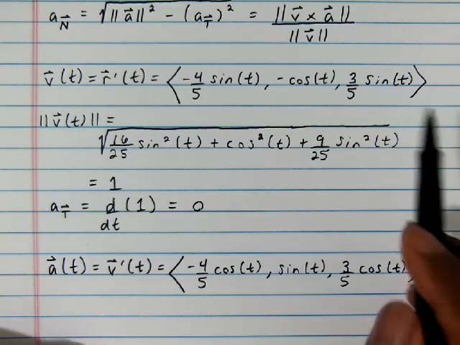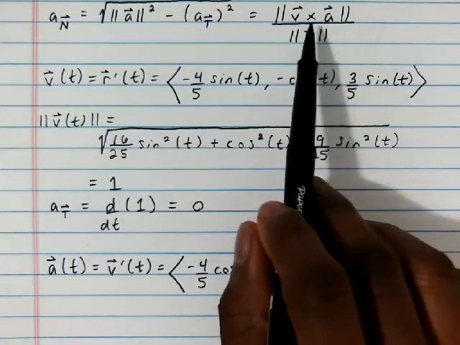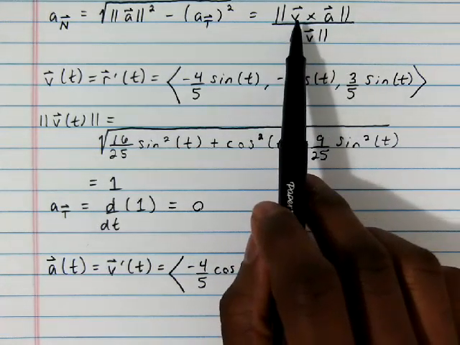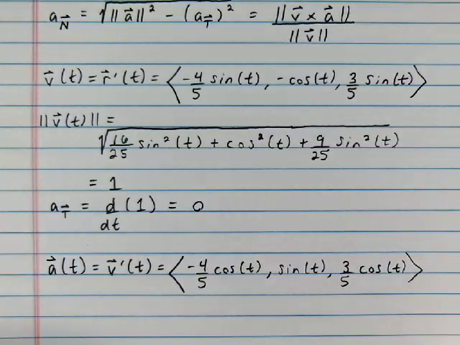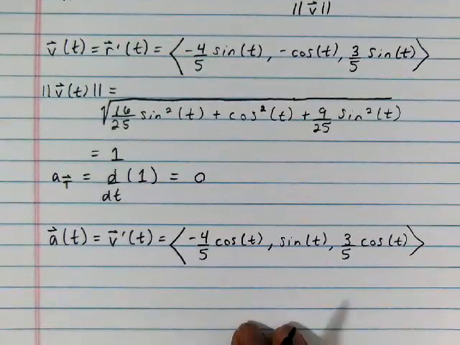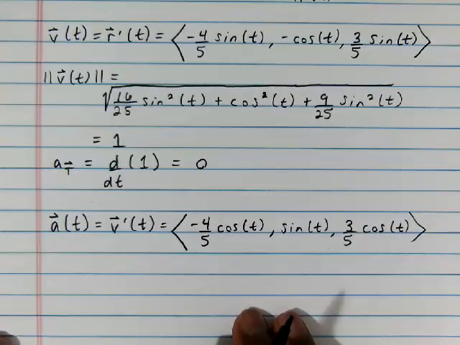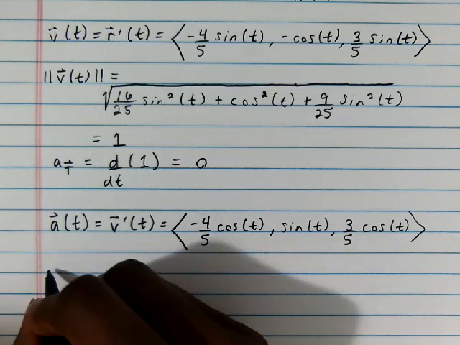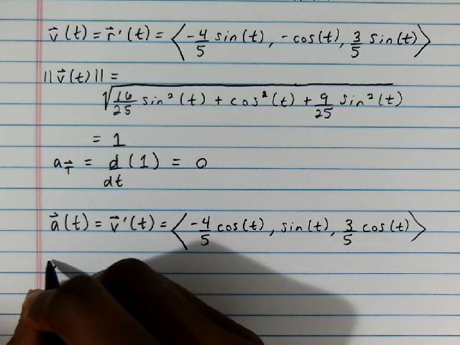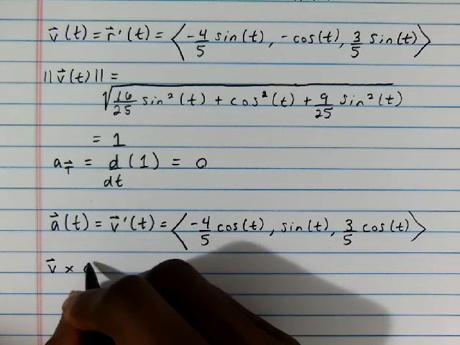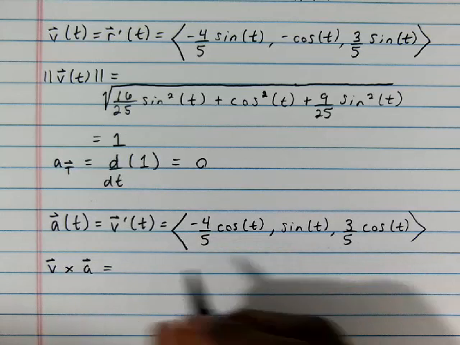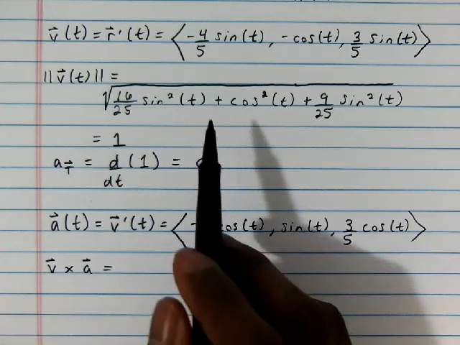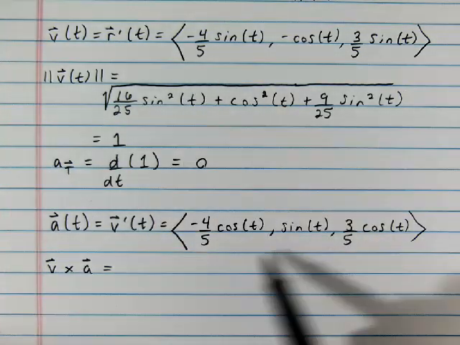And I'm doing this so that I can use this formula again. So now I need to do v cross a, and then I need to take the magnitude of that. I already have the magnitude of v is 1. So v cross a, where is my v? So my v is here. I'm going to cross this with this vector.